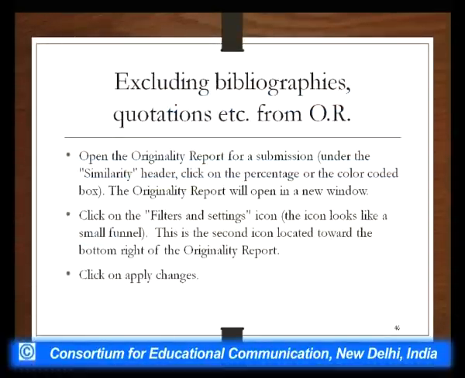Excluding bibliographies and quotations from the originality report. Open the originality report. If we want to exclude bibliography and quotations from the originality report, there is an option for students to do that. Students will open the originality report for a submission. The originality report will open in a new window. Then students will click on the filters and settings icon, which is given on the right-hand side. Click on apply changes.